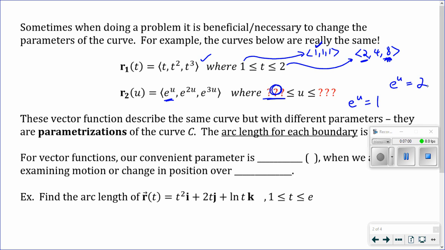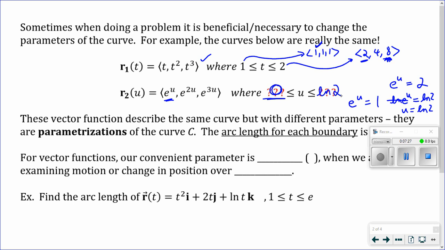All right, so let's take the log of both sides. ln of e to the u equals ln of 2, because I'm trying to solve for u, so these cancel out. I get u equals ln 2. So this would have to be ln 2 right here. If I wanted that to follow the same path with the reparameterization, I would need it to go from 0 to ln 2 to begin and end at the same place.